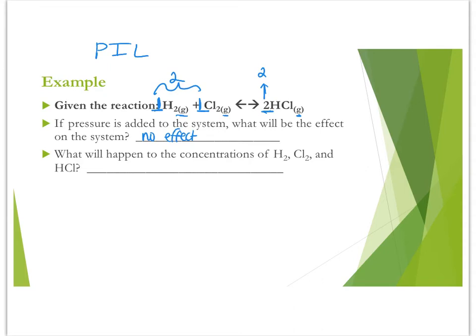So the reaction rates of your forward and reverse reactions would remain equal. You wouldn't have one reaction favored over the other. So what would happen to the concentrations? They would remain the same. Okay, so this is really the only factor where you could, well, no, the next one is too, where you could have no effect on substances because there's an equal number of moles of gas on each side.